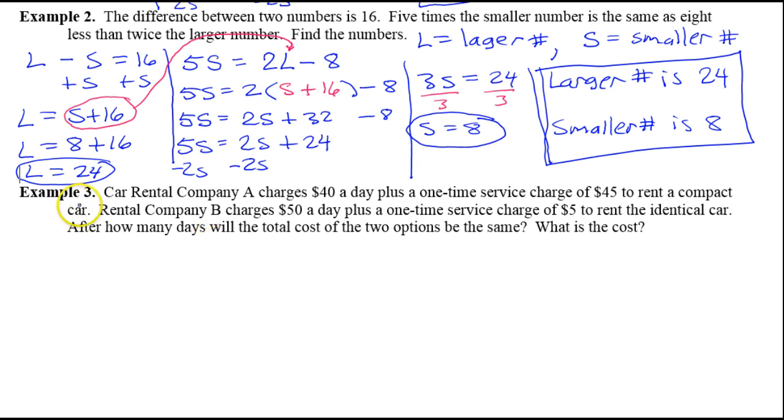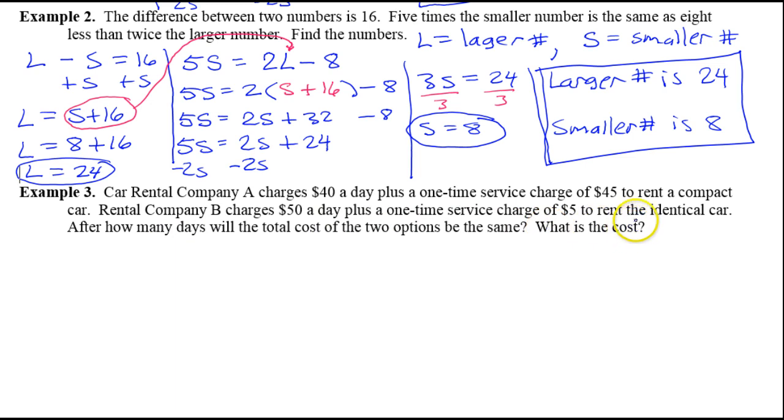Okay, let's move on to our third and final word problem. Car rental company A charges $40 a day plus a one-time service charge of $45 to rent a compact car. Rental company B charges $50 a day plus a one-time service charge of $5 to rent the identical car. After how many days will the total cost of the two options be the same?